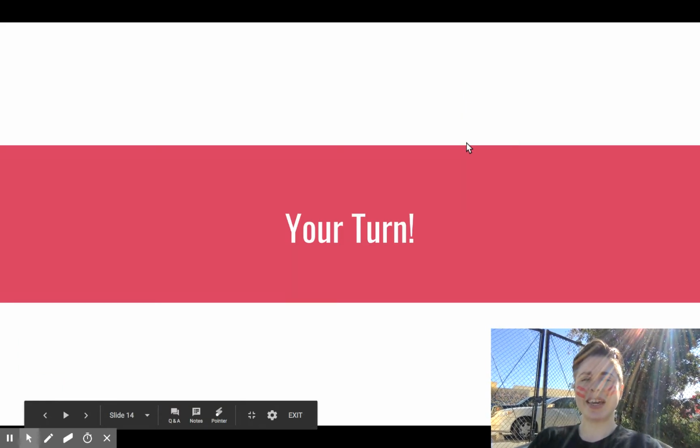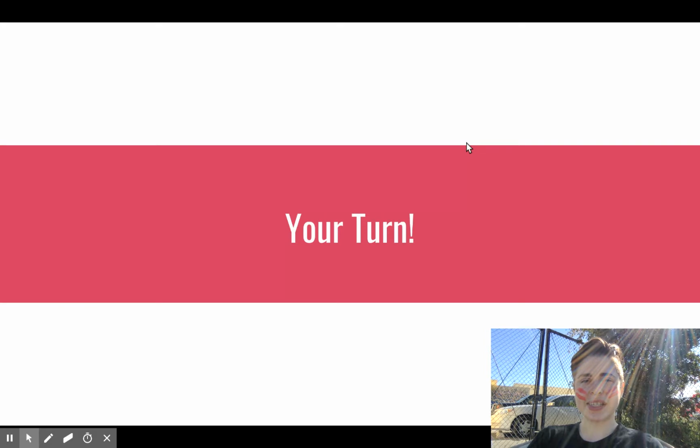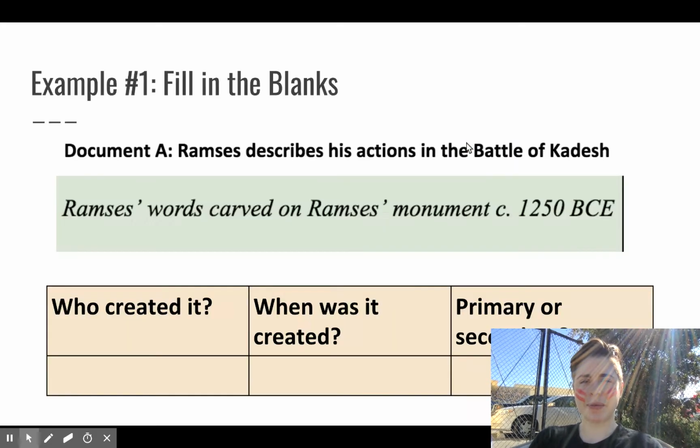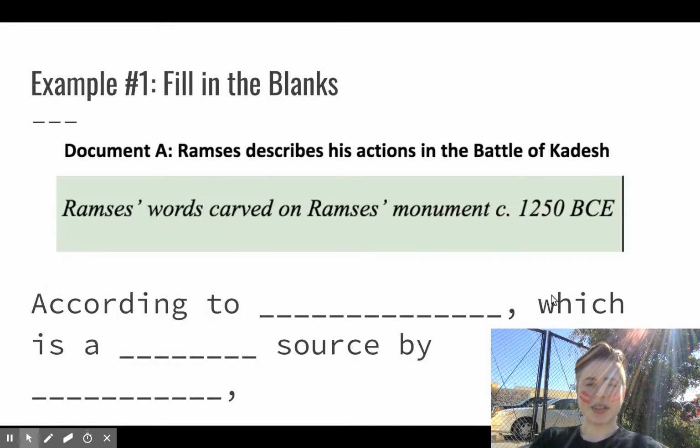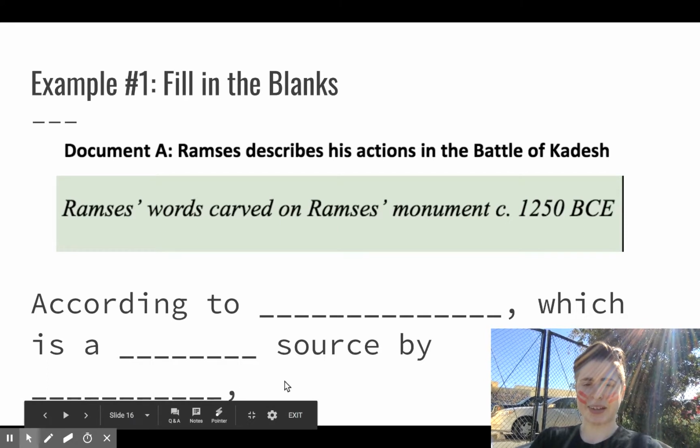So now it's your turn. Let's take a look at some example sources and see if we can practice contextualizing them. For this example, take a look at the source, figure out who created it, when it was created, and if it was primary or secondary. Now you're going to complete a contextualizing sentence starter. According to, which is a blank source by blank.